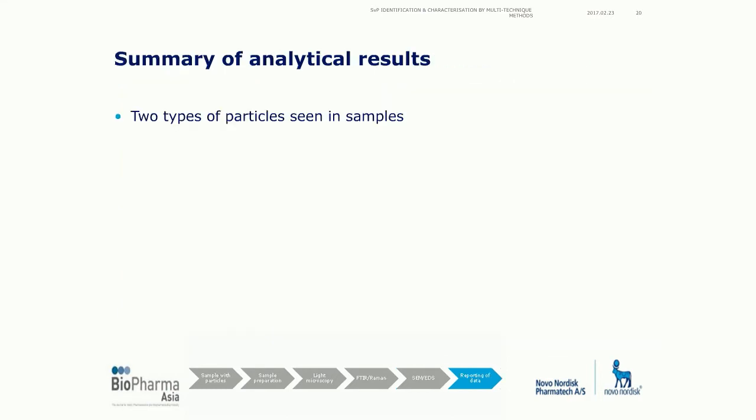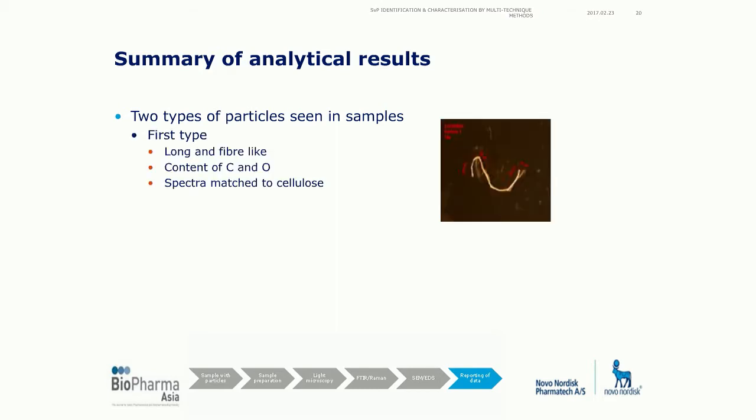So a short summary of the analytical results that we saw in this case study was that we had two types of particles in the sample. The first type was long and fiber-like. It had a content of carbon and oxygen, and we had a spectrum using FTIR that we could match to cellulose. And so in this case, we would conclude that this is most likely a cellulose fiber.